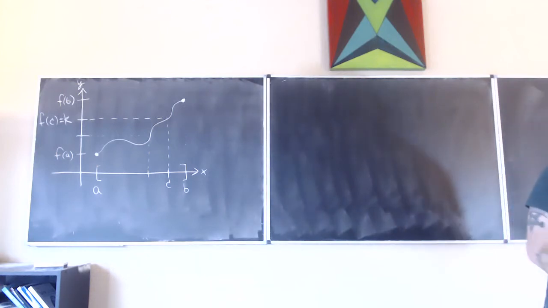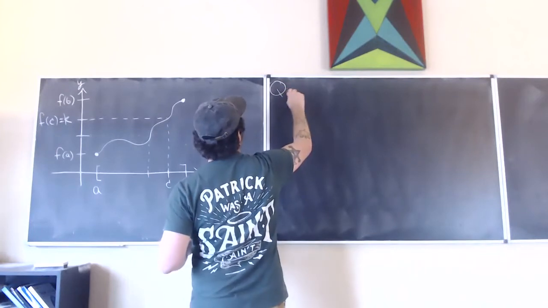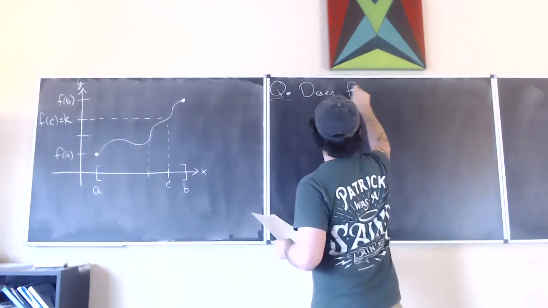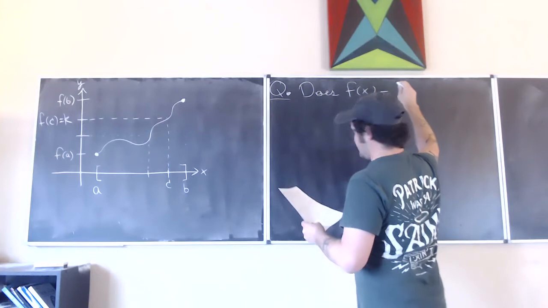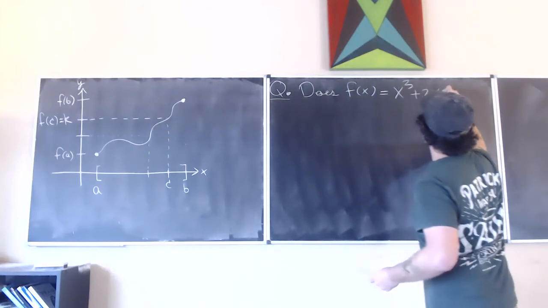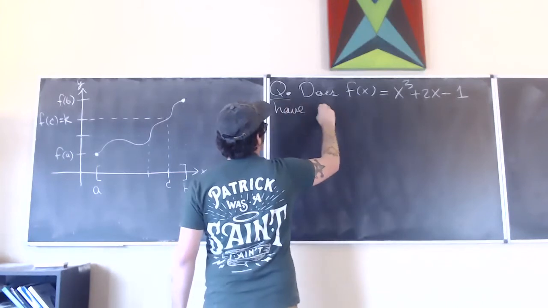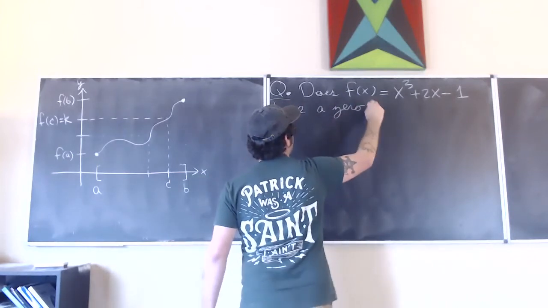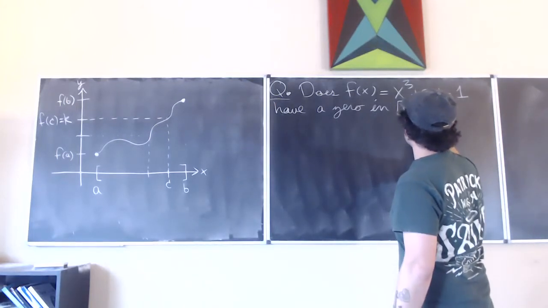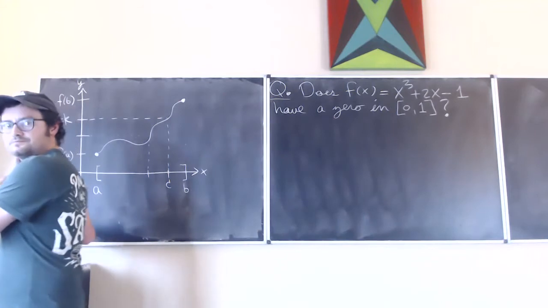Maybe something like this. Let's just pose a question. The question: does f of x equals x cubed plus 2x minus 1 have a 0 in the closed interval 0, 1? Does it?